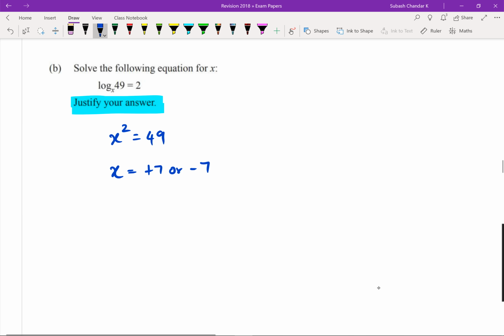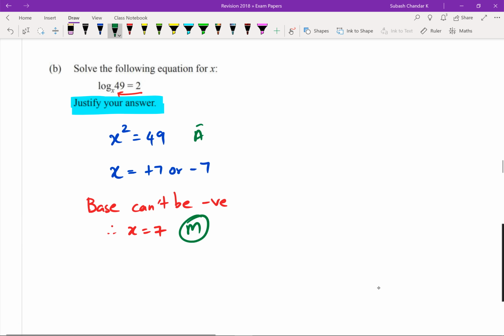But remember that a base, I'm talking about a base right there, actually can't be negative, so you need to actually mention that as a statement. Base can't be negative, therefore x is equal to positive 7. This statement is going to get you a merit. Writing it in index form gets you an achieved. Okay, it's one of the easier merit questions to get from last year's paper.